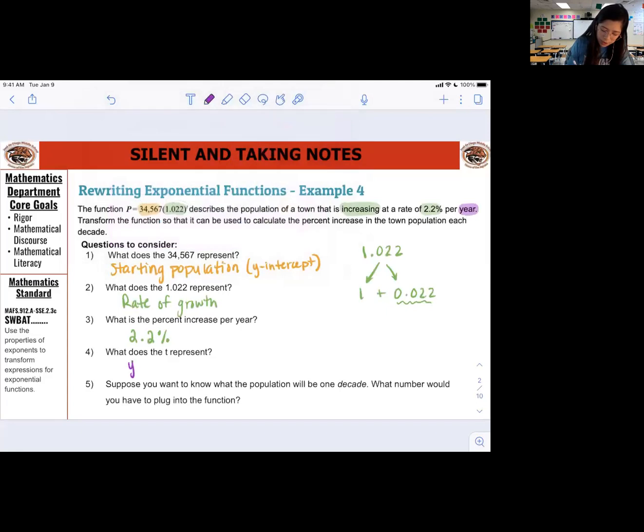Well, now we want to turn this into decades. So if you want to know the population in 1 decade, what number would you have to plug into this function? 10. Good. You would have to plug in 10 because 1 decade is 10 years. Exactly. Okay. So any questions on this? Just making sure we understand the basics.